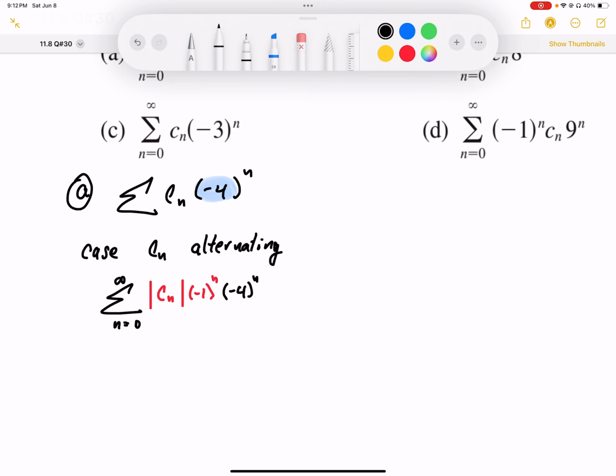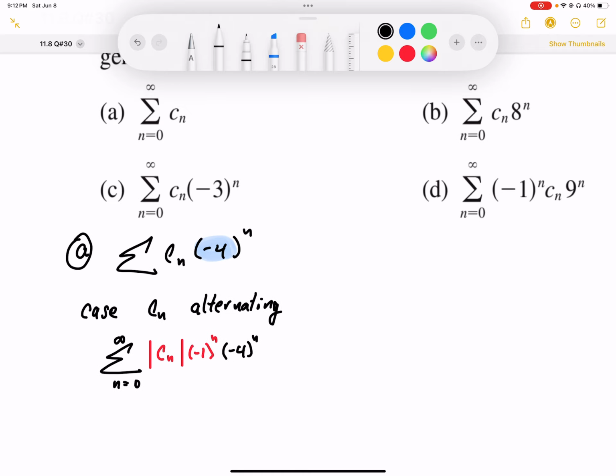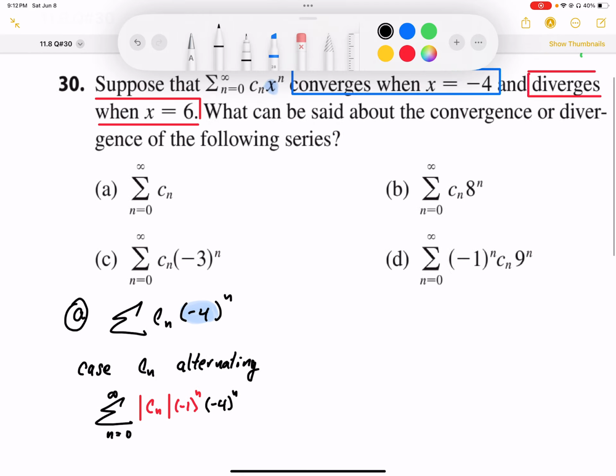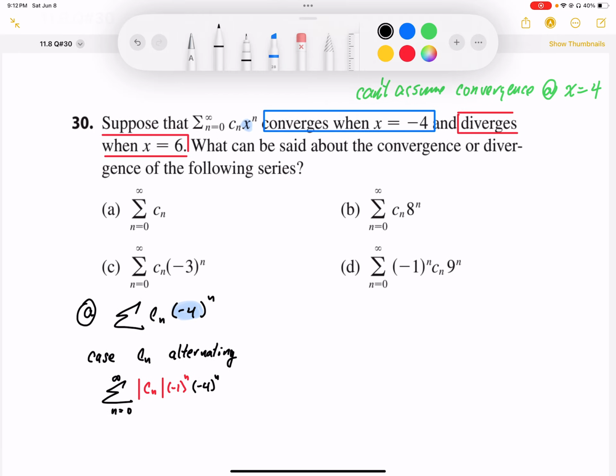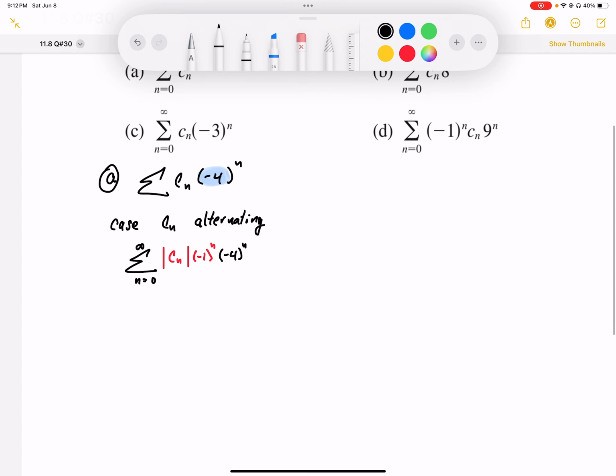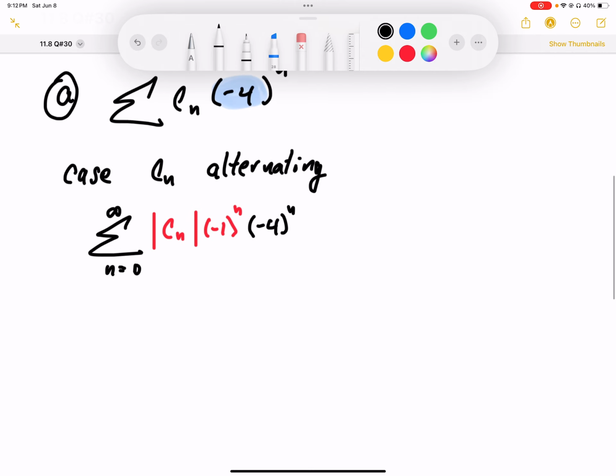Okay, so why are we going to do that? Well, we can show that it does converge absolutely for x equals positive 4. Although we can't assume convergence at x equals 4, what we're going to do here is prove that that is actually true. Okay, so let's put that up there. It should be Cn.